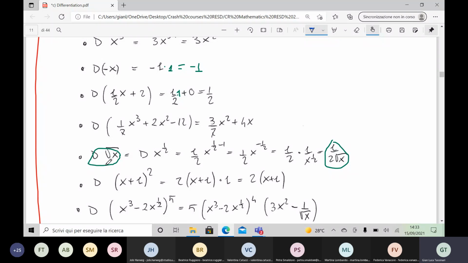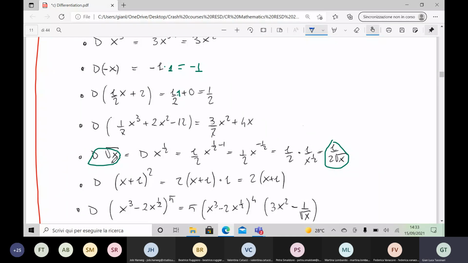So, derivative of the square root of x. Oh, this is a new rule. How can I apply it? No, it's not a new rule. Apparently, if you keep it in this way, you are not able to derive it. And one can say, no, I know the formula. No, you don't need the formula for the square root of x.